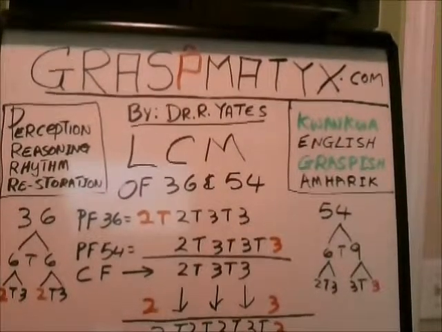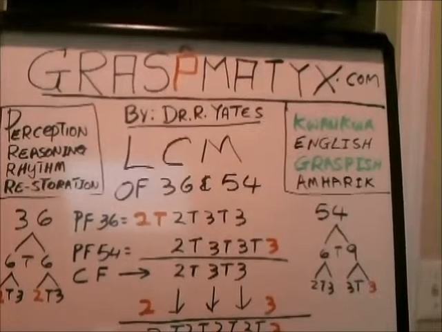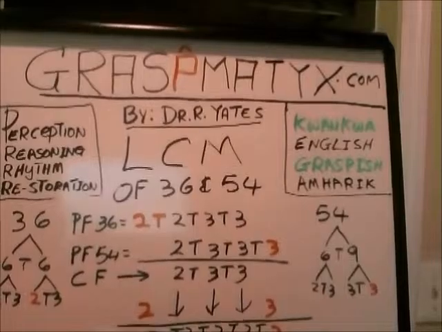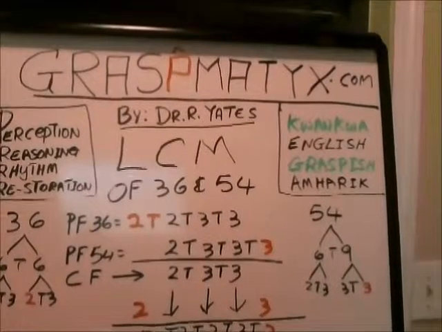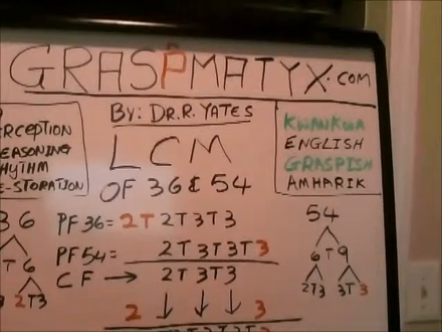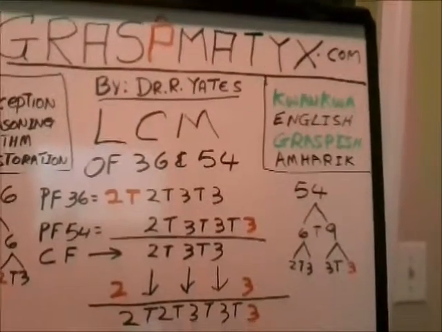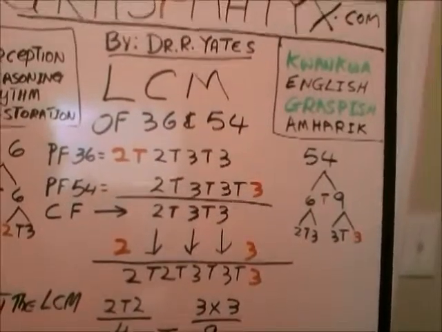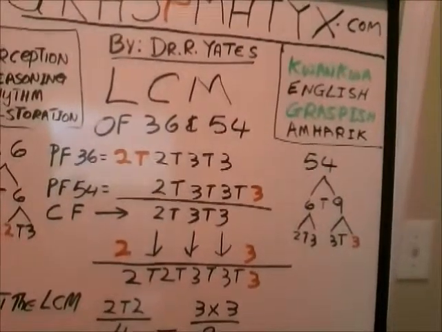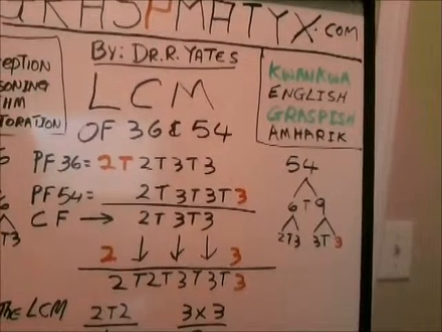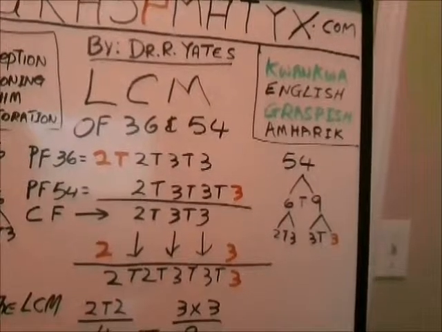You bring it down because you have 2 above and 2 below. That's what's in common. And then the 3 and the 3, and the 3 and the 3 again. So you bring that down. What remains is the 2 in red. That's why I put it in red. And the 3 on the right for the 54. That's the remainder. I bring that down. Then when I transform them, now we've got 2 times 2 times 3 times 3 times 3.